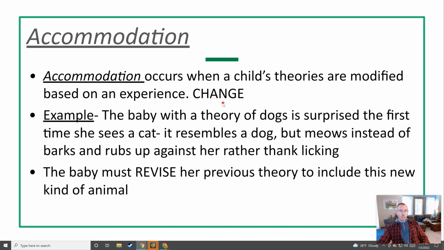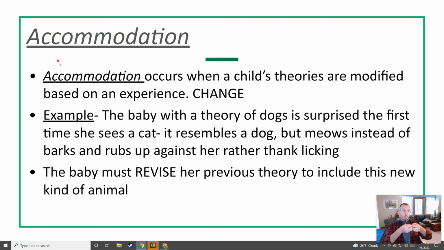Accommodation, notice guys, there's two C's right here. Accommodation is when you change. So here, same person has a chocolate lab at home. She goes over to a friend's house. This person has a smaller furry creature with four legs. She calls it a dog. It's not, it's a cat. She gets corrected, there's one of the C's. And because of that, she then has to change or accommodate.